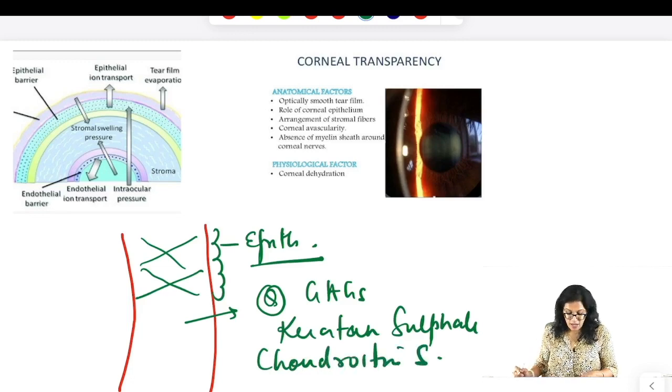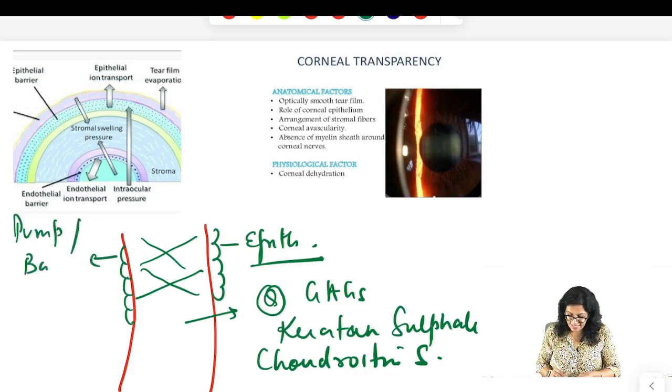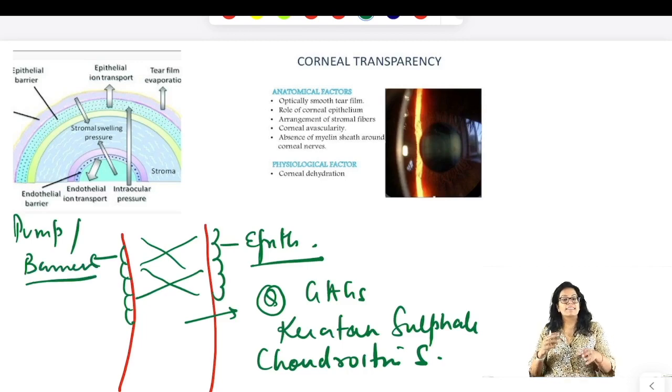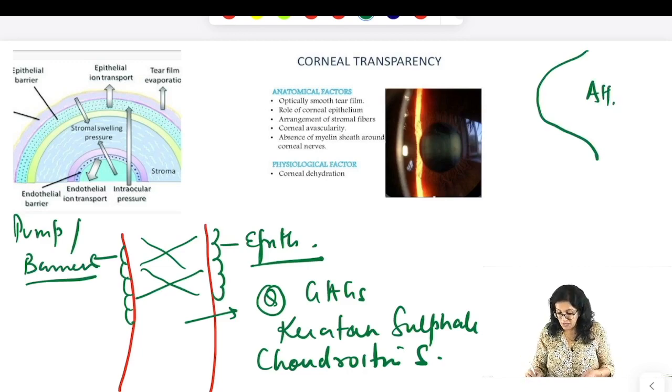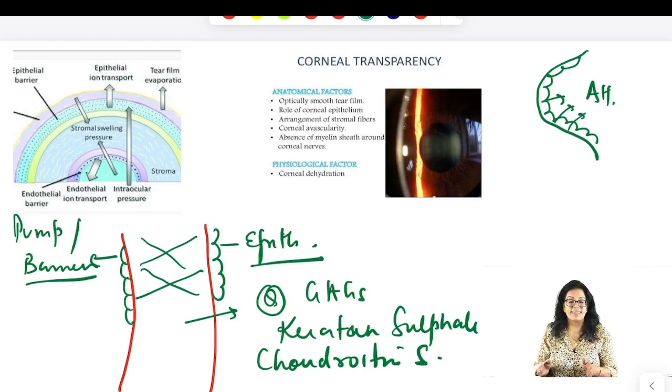And of course, the very next important factor is the dehydration of the cornea, which is maintained by the pump function and barrier function of the endothelial cell. Right? We all know the endothelial sodium-potassium ATPase pump. Because if you look here, the cornea is all around surrounded by water. How is it dehydrated? Because this endothelium here not only acts as a barrier, but it pumps out whatever water enters the cornea. So this is the main mechanism to keep the cornea dehydrated. And dehydration of the cornea means transparency. Correct? Okay. Any other factor?